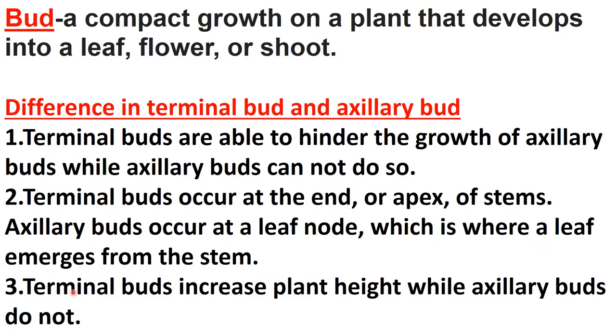Next is terminal buds increase plant height while axillary buds do not. Terminal buds are present at the apex, so these are responsible for increasing the plant height, while axillary buds are not increasing the height of plant.